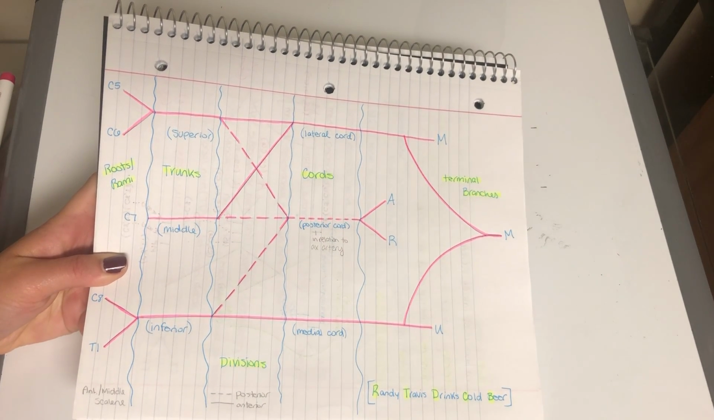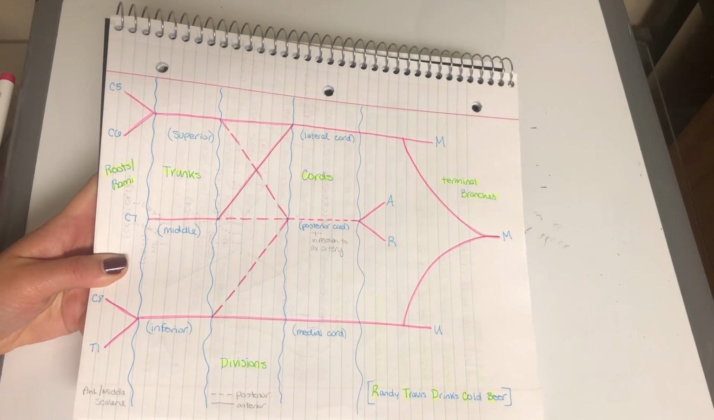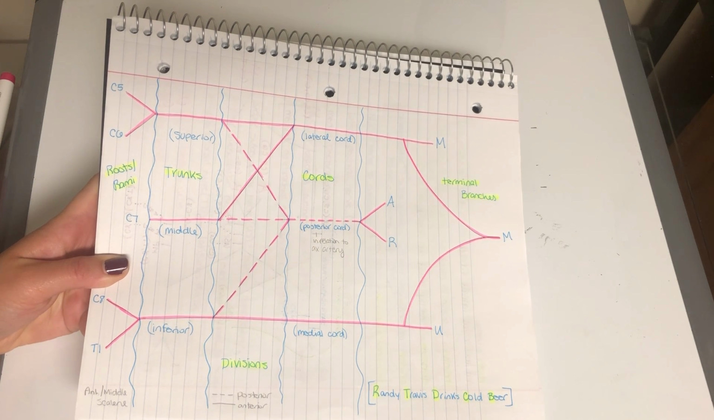Today we're going to draw out the brachial plexus, which is the network of intertwined nerves for the upper extremity. So I'm going to work on drawing that out and then we'll do some explanation.